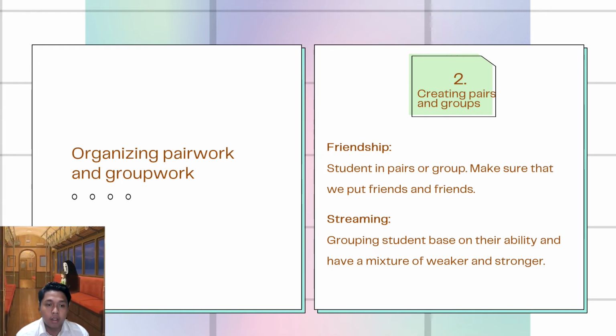And then streaming is grouping students based on their ability and having a mixture of weaker and stronger.